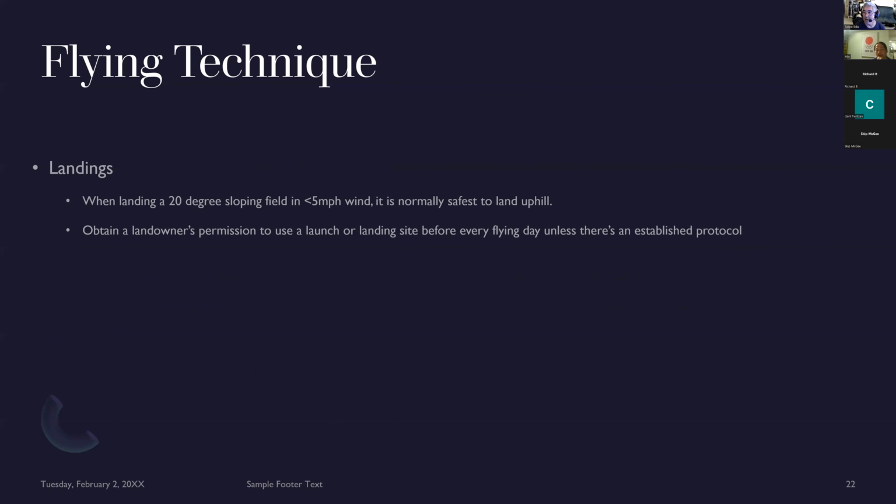All right. Now, let's say you're landing on a 20-degree sloping field in sub 5-mile-per-hour winds. It's normally safest to land uphill, right? Let's say, for instance, you decide, oh, I want to land into the wind, downhill. What happens to your glide? Comes very long. Yeah, exactly. So, Richard, have you flown McClure yet? Yes. So you know the downhill part of McClure, right? Yeah, you can float down that all the way down.